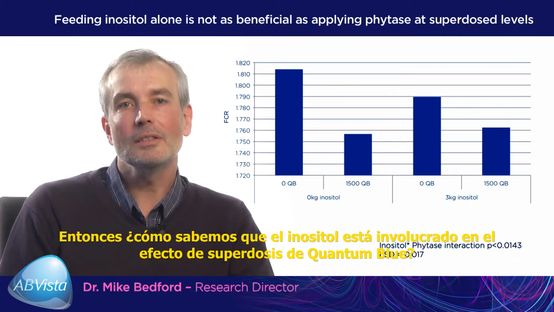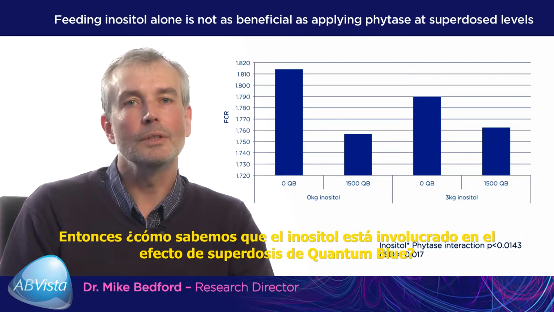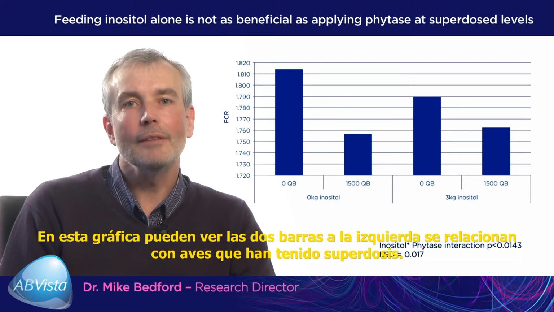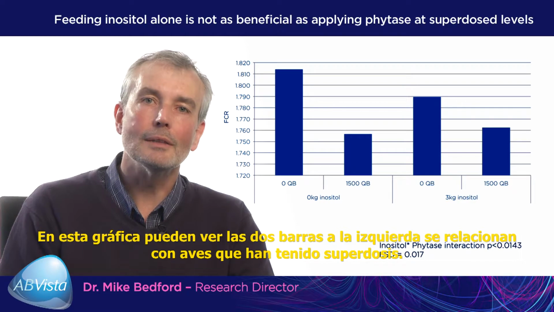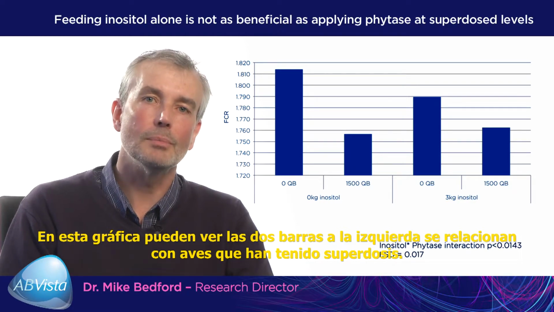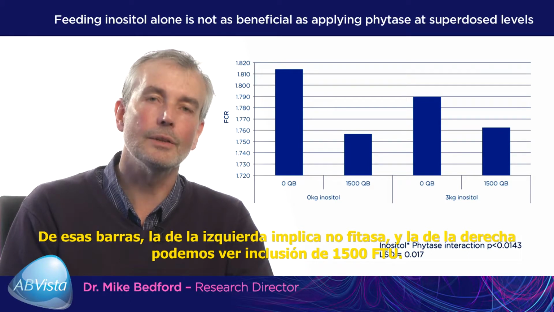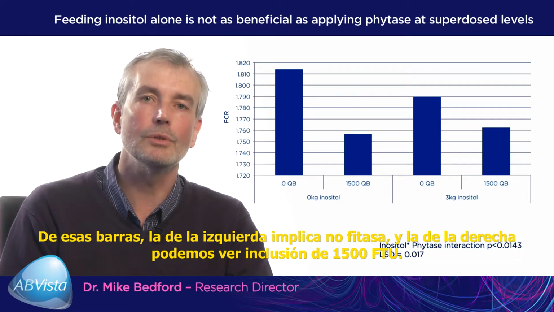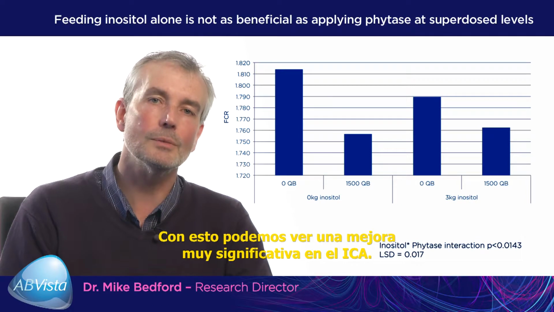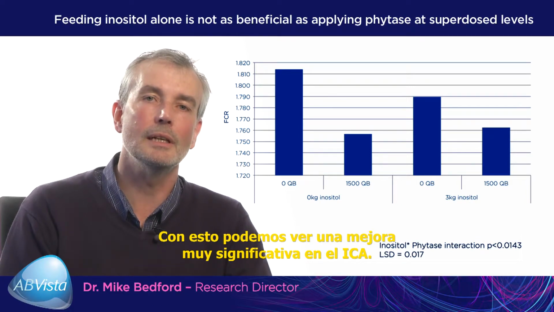So how do we know that inositol is involved in the superdosing effect of Quantum Blue? On this graph you can see the left-hand 2 bars relate to birds that have been superdosed. On the left of those 2 bars is no phytase. On the right-hand bar we can see 1500 units being fed, and with this we can see a very significant improvement in FCR.